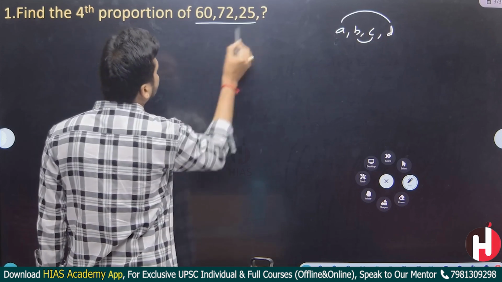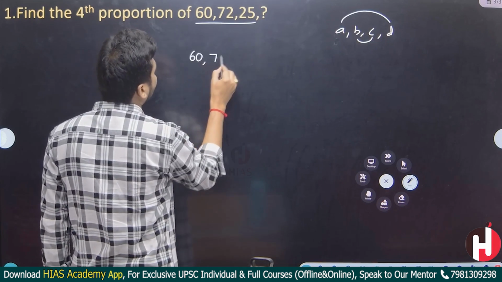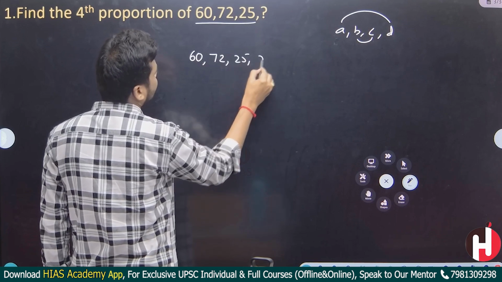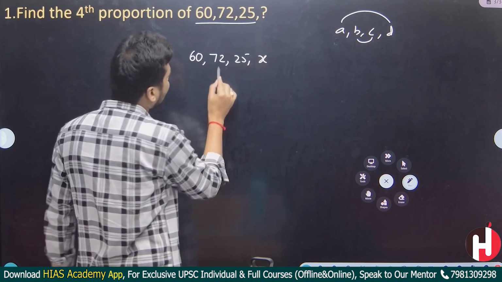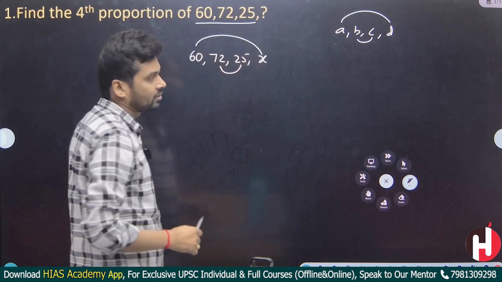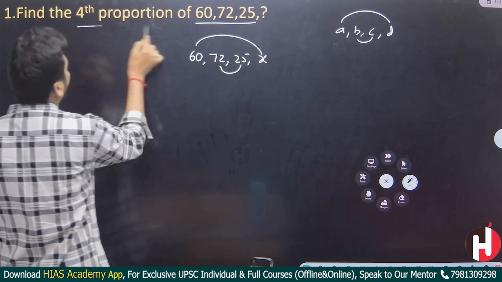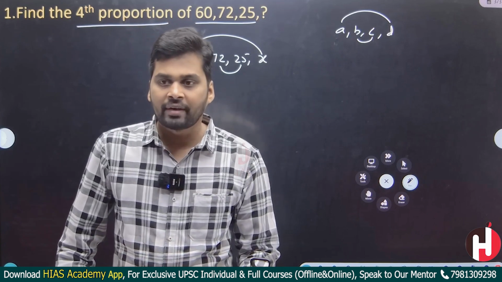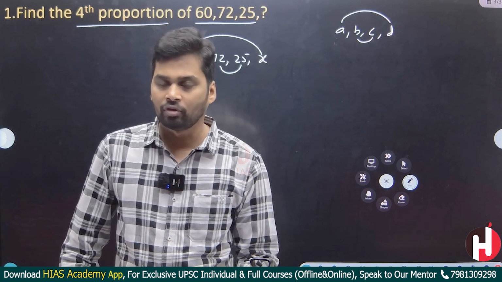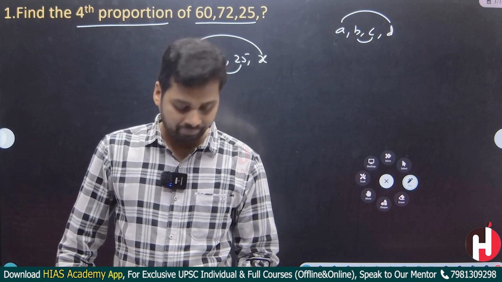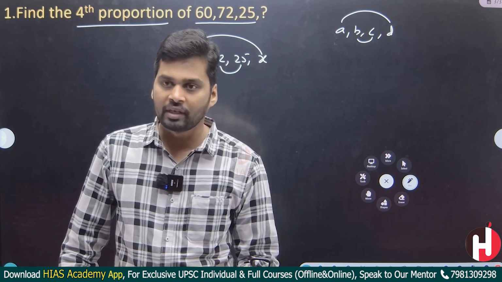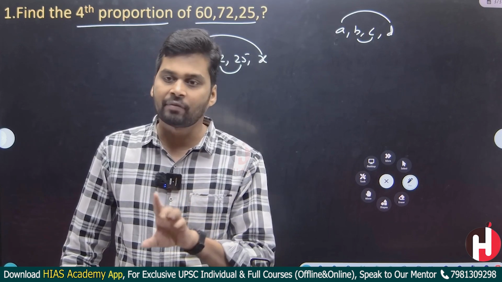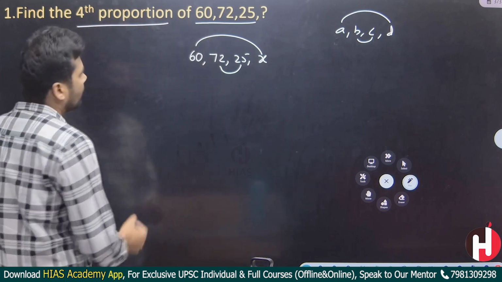Here the given numbers are 60, 72, 25. Let's say the next number is X. Then the product of means is equal to the product of extremes. When you see the words fourth proportion, you see them in proportion problems: first, second, third and fourth proportion. So when you are taking problems of proportion, you immediately remember this concept: product of means is equal to product of extremes.